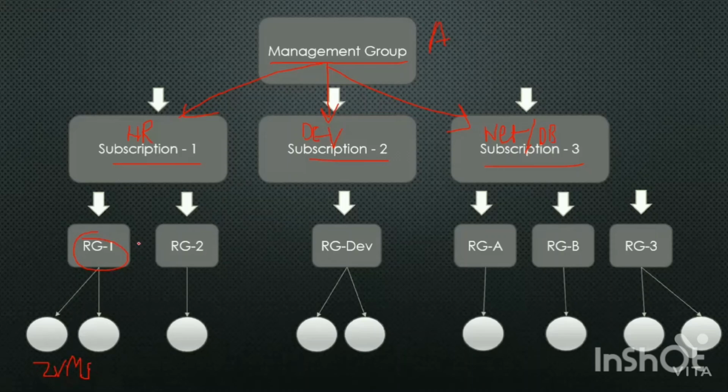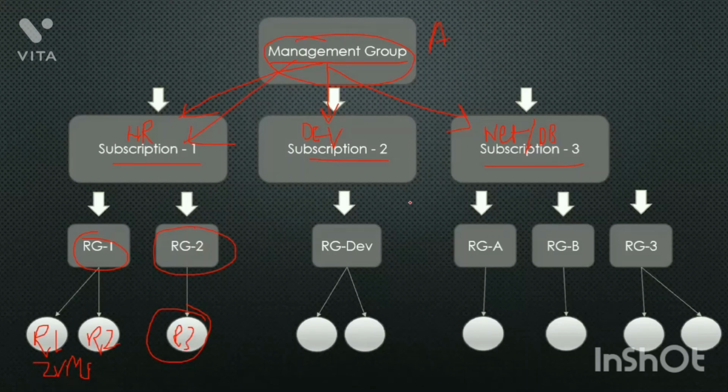So this is the hierarchy that is followed in Azure. First will be the management group, second will be the subscriptions, third will be the resource group, which is a logical container of resources, and the fourth one will be the resources. So this is resource 1, this is resource 2, this is resource 3. This is how the hierarchy looks.